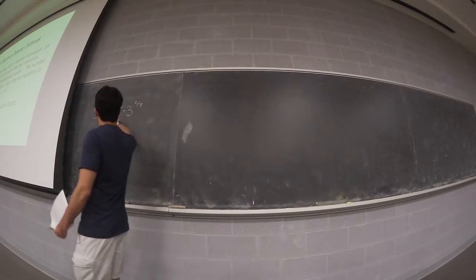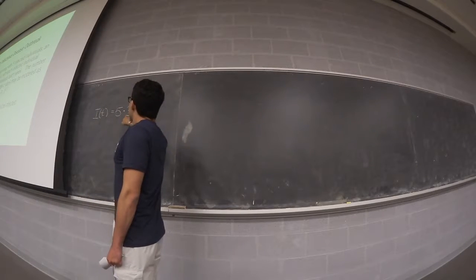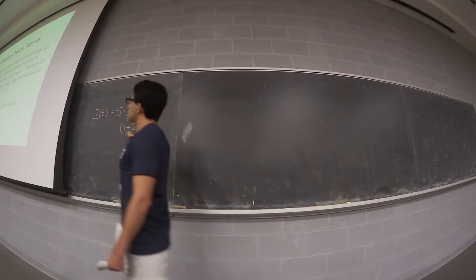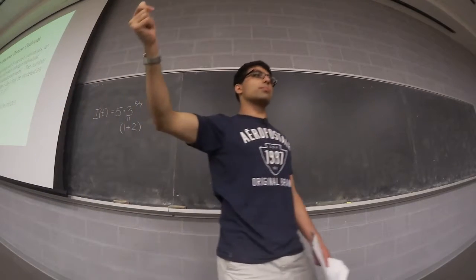Where do the bits of this thing come from? This 5 is just the initial number, yeah? This 3, where does that come from? That's 1 plus 2. 2 is the number of healthy individuals infected by each infected person each week, okay?